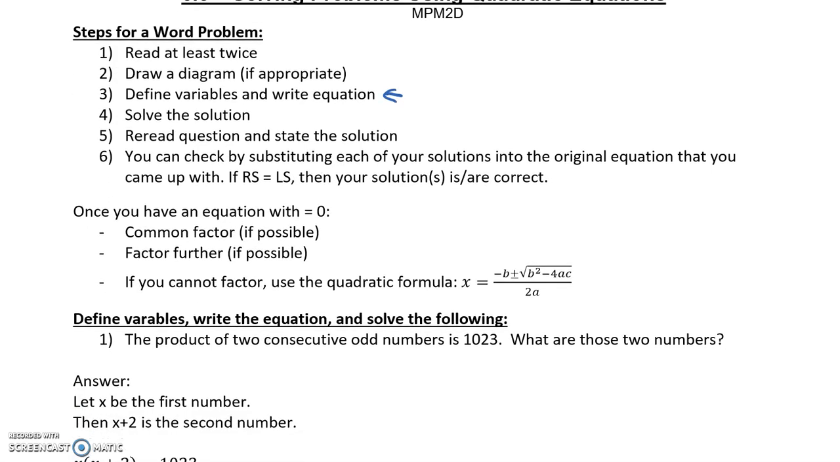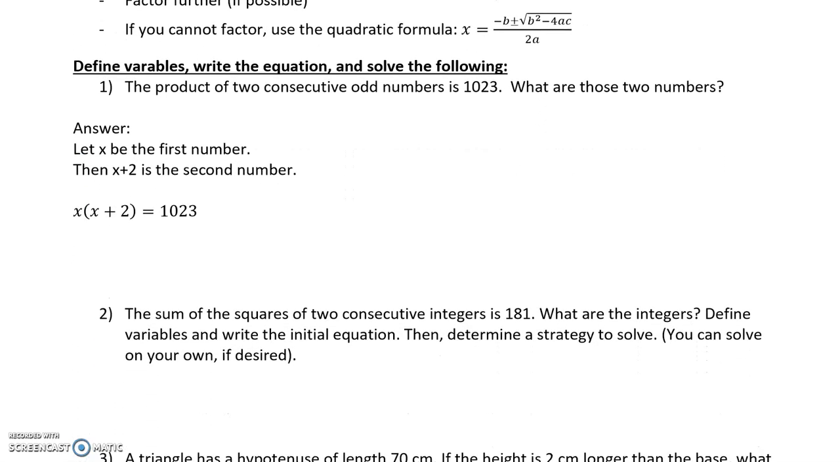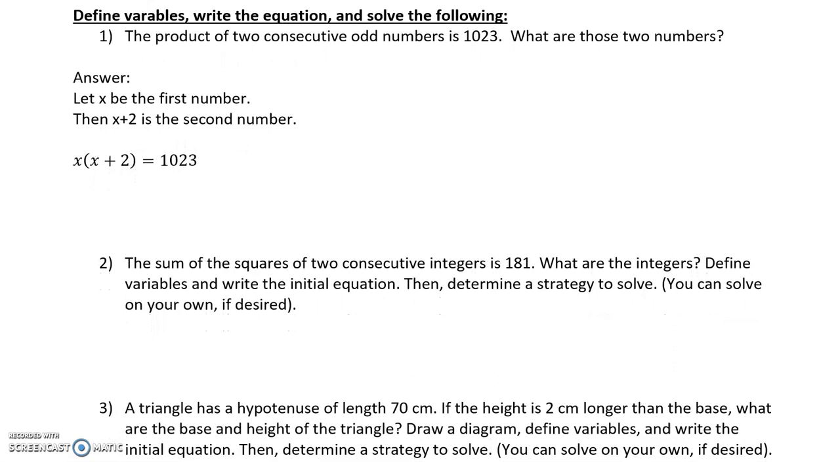So let's go ahead and look at the first example together here. It says define variables, write the equation, and solve the following. The product of two consecutive odd numbers, don't miss that, odd numbers, is 1023. What are those two numbers?